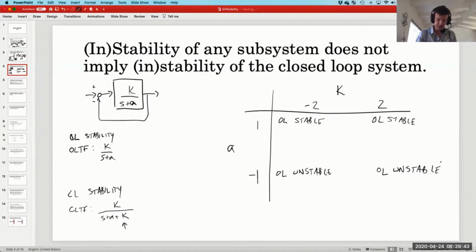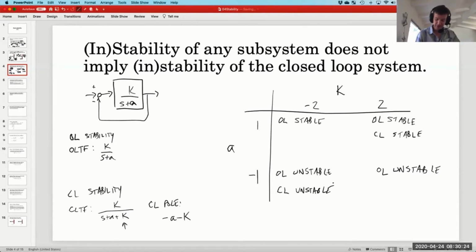Now let's talk about the closed loop stability. The closed loop pole is the s value that makes this denominator 0. So it is always at -a minus k. All right, so this is our closed loop pole location. And so if a and k are both positive, this is certainly a negative number. So this is closed loop stable up here. If a and k are both negative, then this is clearly a positive number. So this is closed loop unstable down here.